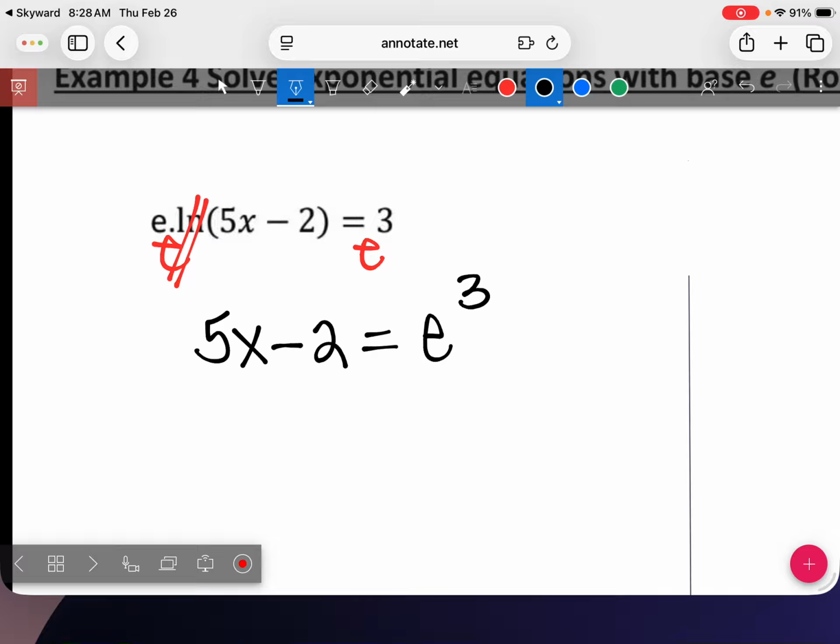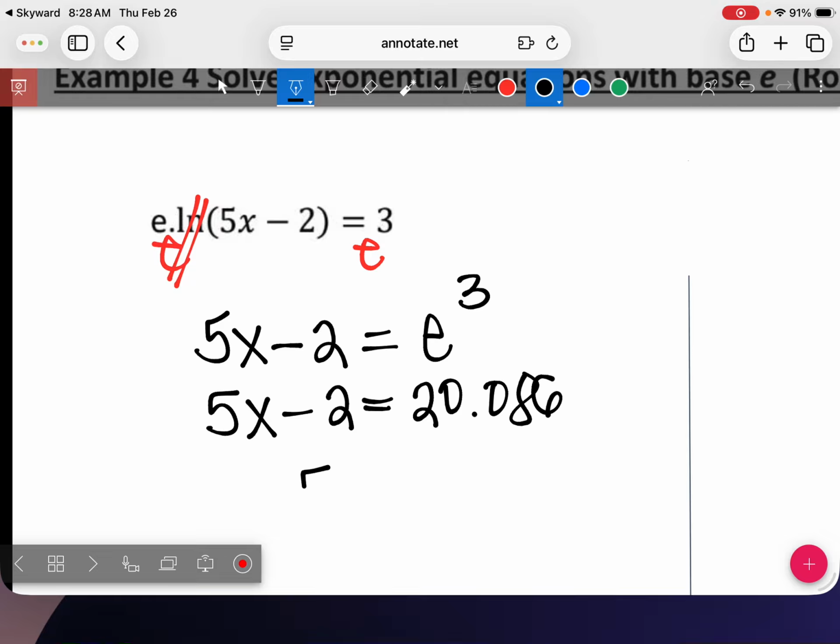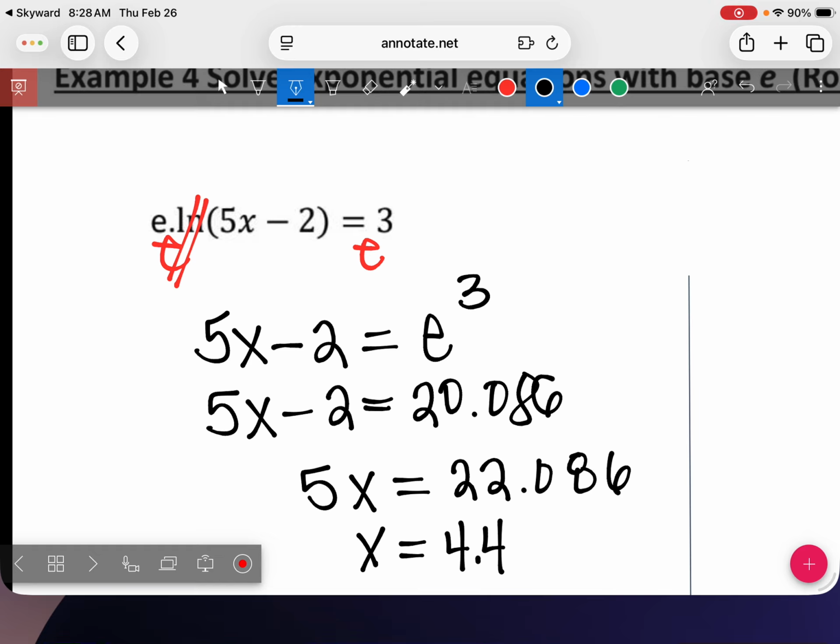Okay, so let's see what we get. So 5x minus 2 equals 20.086. Add 2 to both sides. And then divide by 5. And you should get approximately 4.417. Who had that answer? All right, not bad.